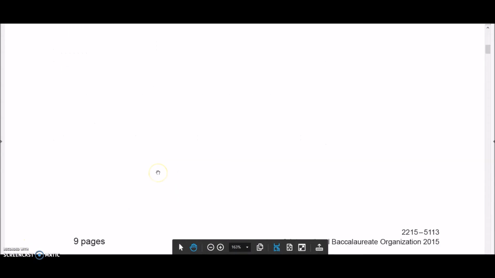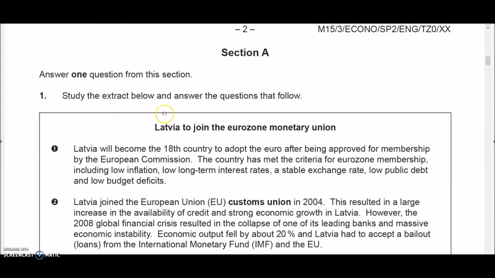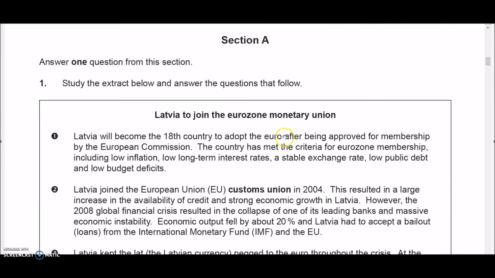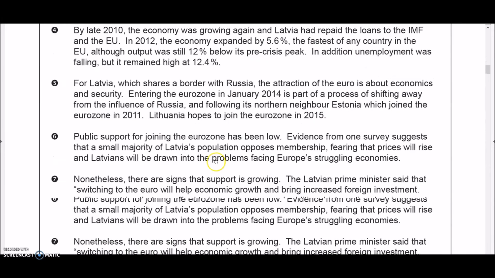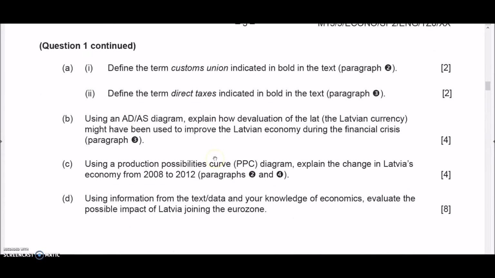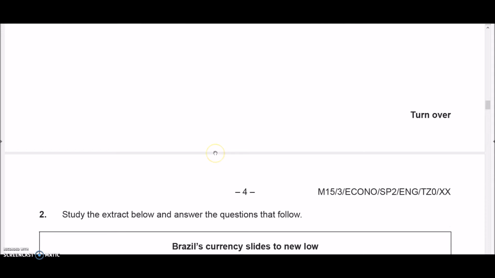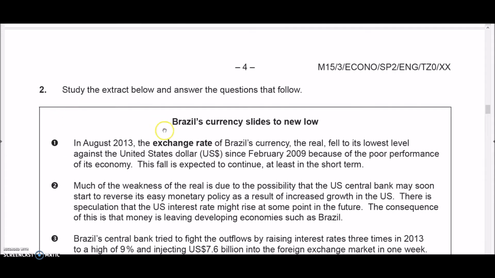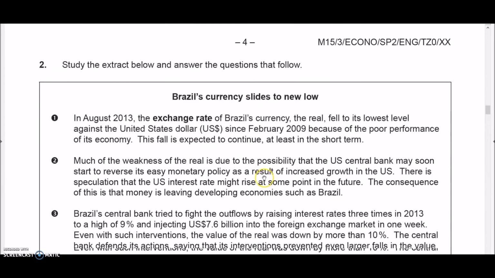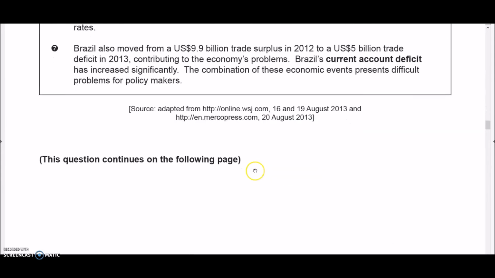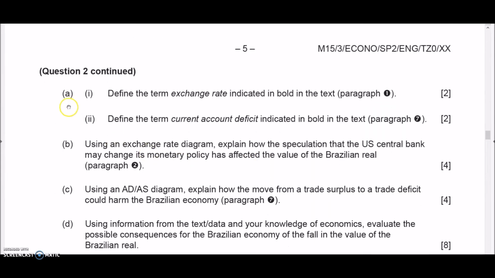You'll see once you open the booklet that you're going to have section A, and again, it reminds you to choose 1 question from the section. So question 1 is about this extract, and you see that there are parts A, B, C, and D for that question. Now, we're not going to choose this one today. We're going to choose question 2. And this one is about Brazil's currency, and we see here again that there are parts A, B, C, and D.